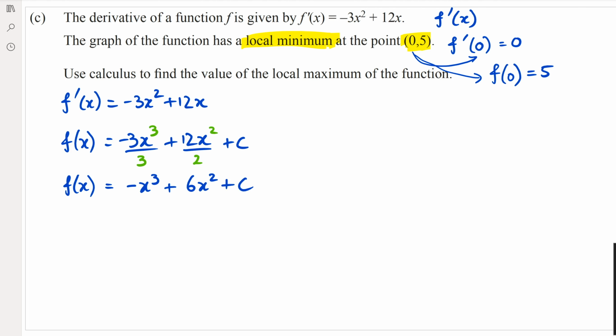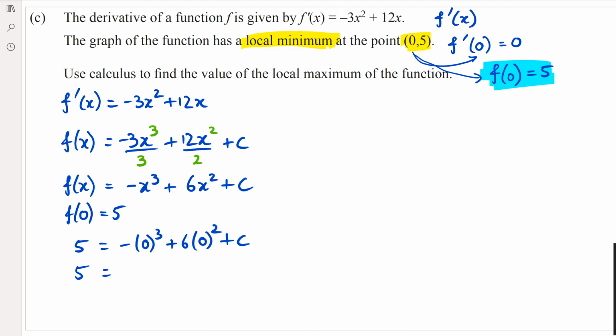Now I can figure out what c is because I know that f of 0 is equal to 5. I'm talking about this point right here. So I'm going to write down f of 0. Since f of 0 is equal to 5, I can rewrite this as 5 is equal to minus 0 cubed plus 6 times 0 squared plus c. And what ends up happening is 5 is equal to 0 plus 0 plus c, which is c. So the function itself, f of x, is equal to minus x cubed plus 6x squared plus 5.